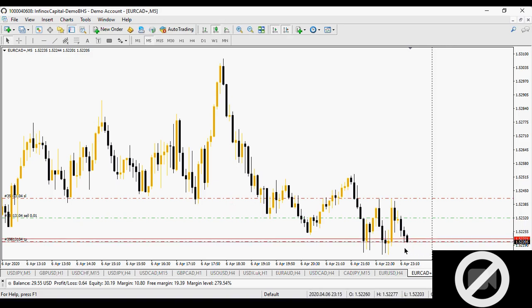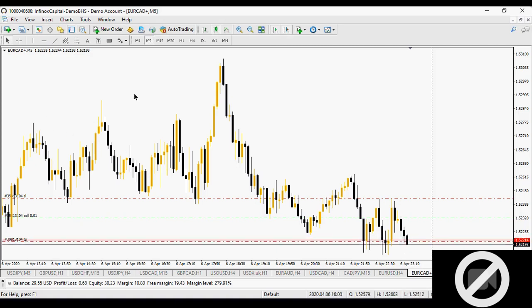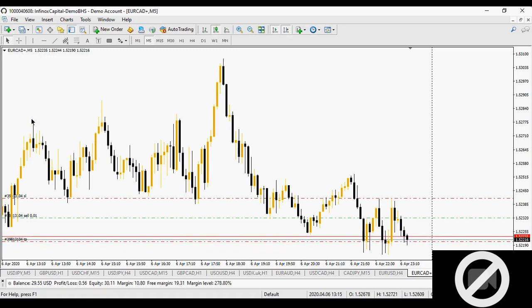Alright, it's almost there. So this is the high point. This is another high point. This is another high point. This is another high point. All these areas are areas of resistance, where market came back and then got pushed to the downside.